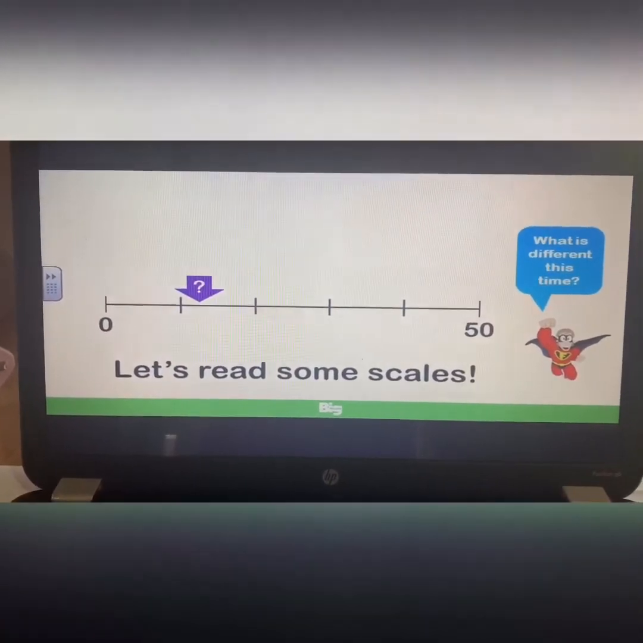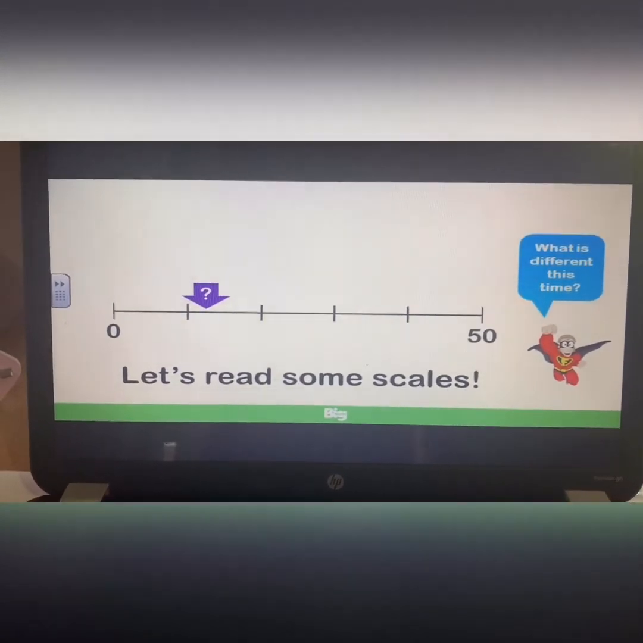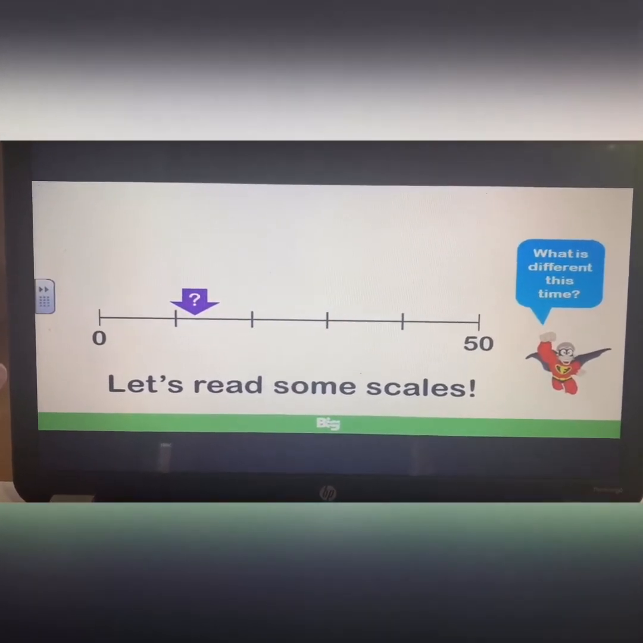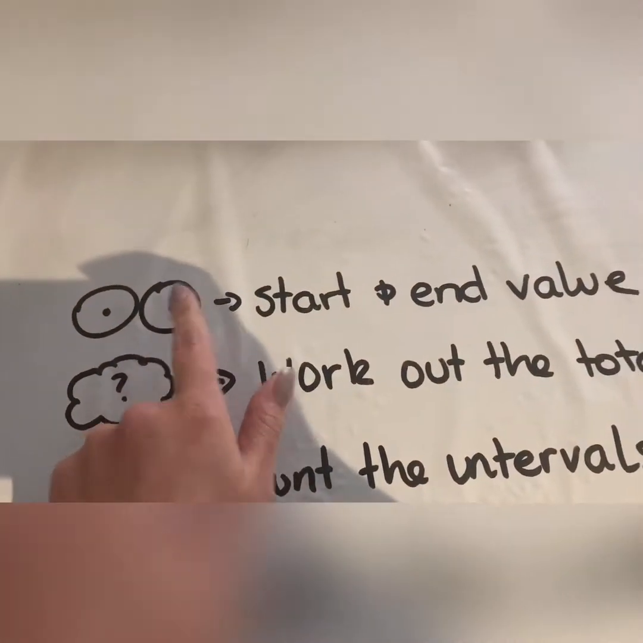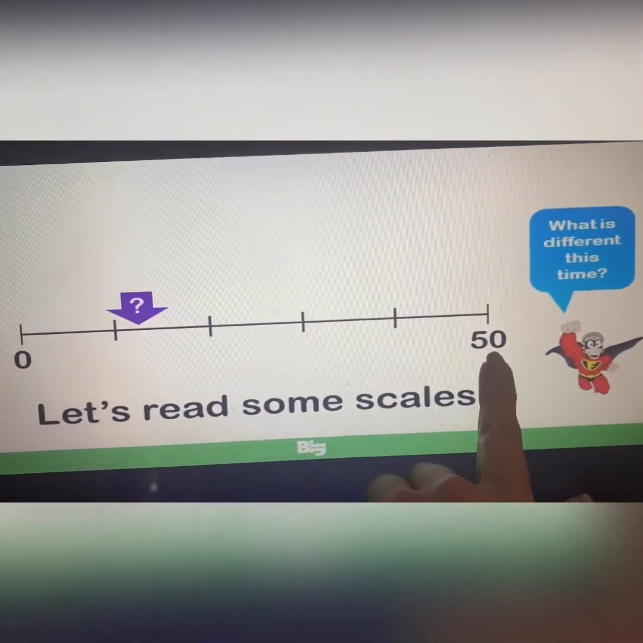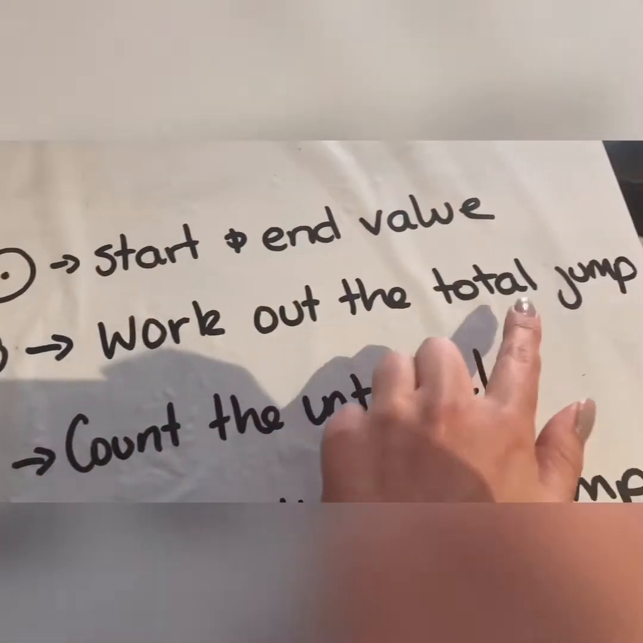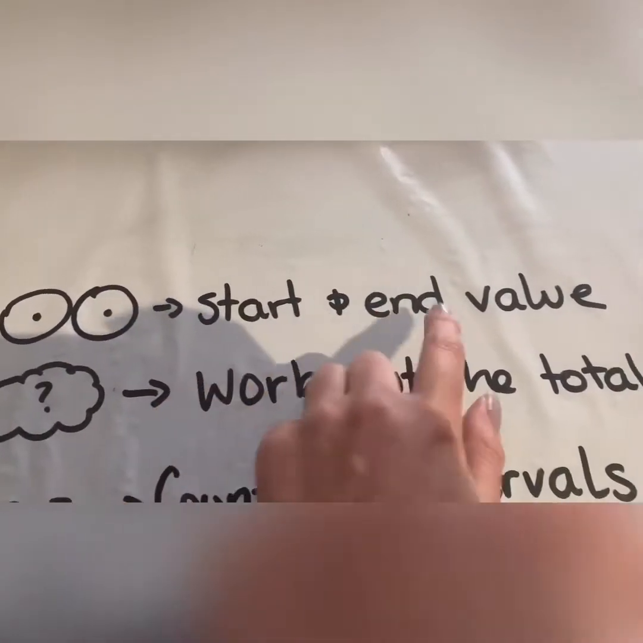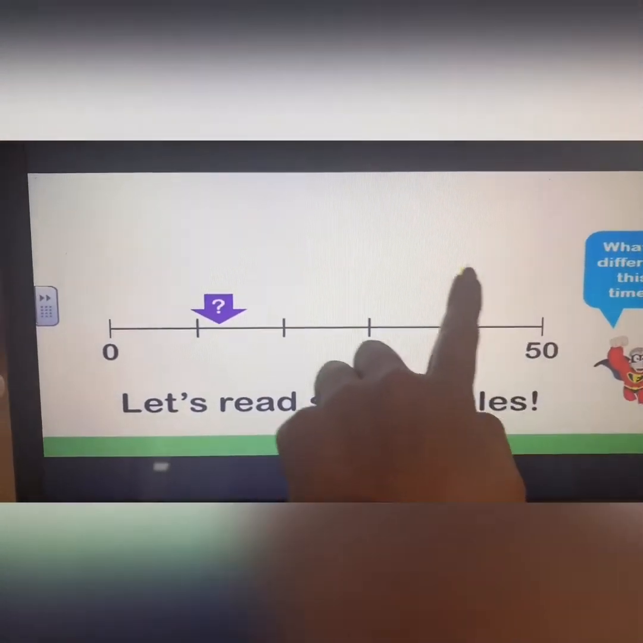For any number line, there are a few steps that you should always do to help make sure that you're successful. The first step is to look at the start and end value. So here we see it starts at 0 and it ends at 50. Then from that we work out the total jump from the start and end value. So the jump from 0 to 50 is 50.